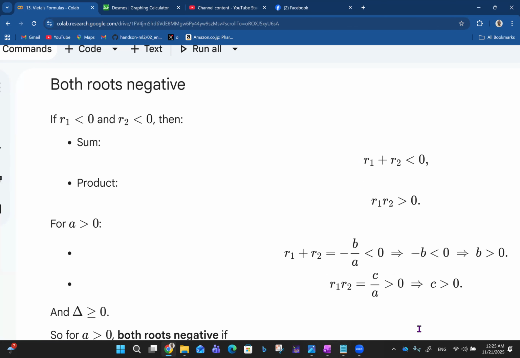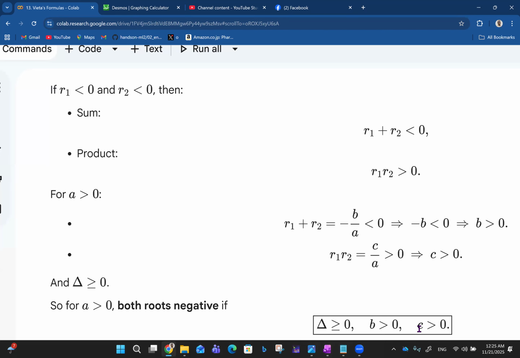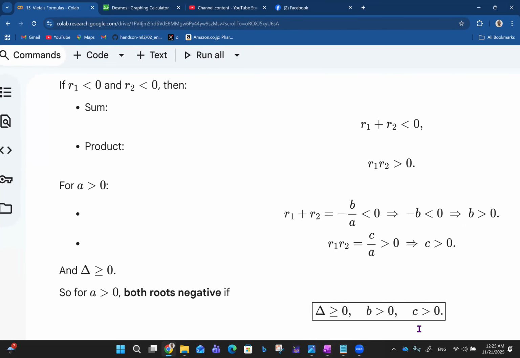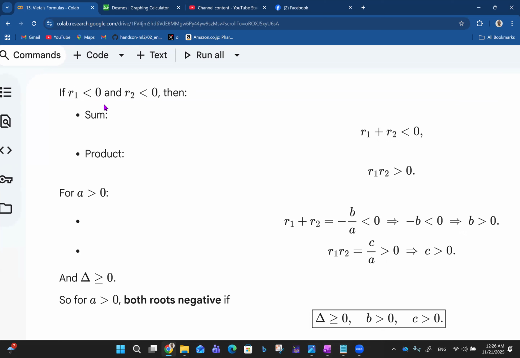For both roots negative, the approach is a bit different. So what we have here is this. If R1 is less than 0 and R2 is less than 0, then the sum R1 plus R2 will automatically be less than 0. And R1 times R2 will be greater than 0 because these two are negative now, so automatically their sum will be negative, but their product will be positive.